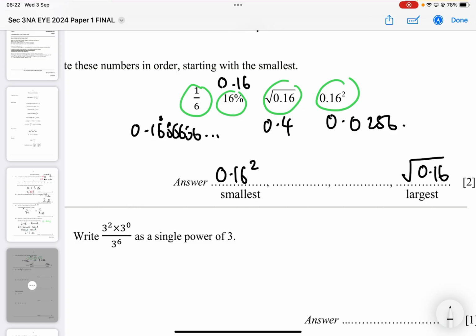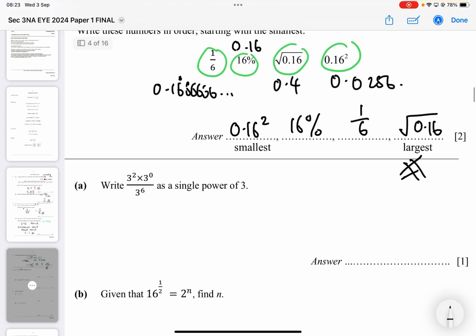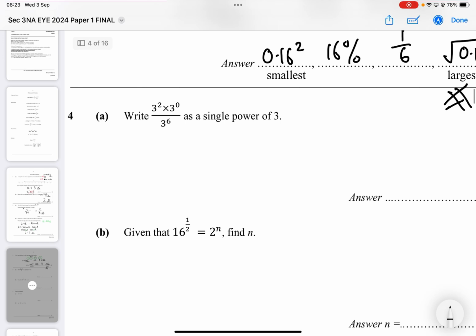Then 0.16 ends already. This one 0.16 still got 6 behind, so this one is larger. Okay? Write back the original form. Another 2 points. So all these are easy marks, must get. Every time repeat, every year same question. So just be clear about it.